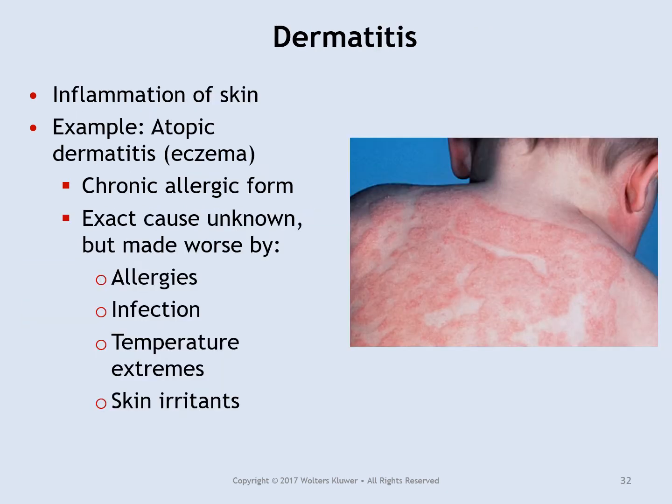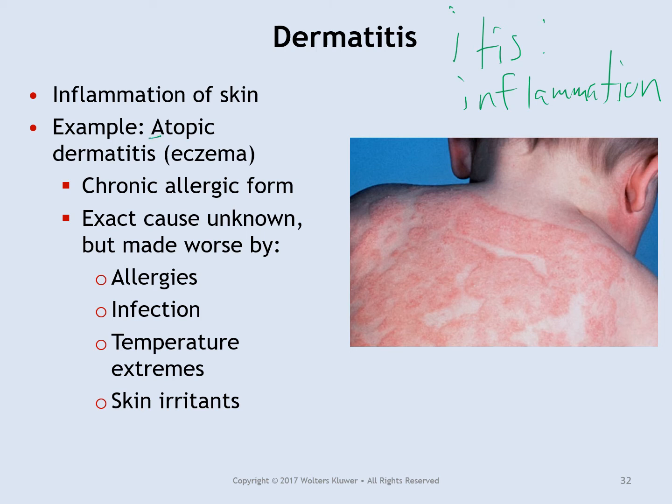Okay, going from our wounds, let's talk about some skin conditions and autoimmune diseases. Dermatitis is inflammation of the skin. Hopefully you recognize that suffix itis, which means inflammation. So dermatitis is inflammation of the skin. The example that they give us here is atopic dermatitis or eczema. There are lots of kinds of dermatitis. This is just a very, very common one.